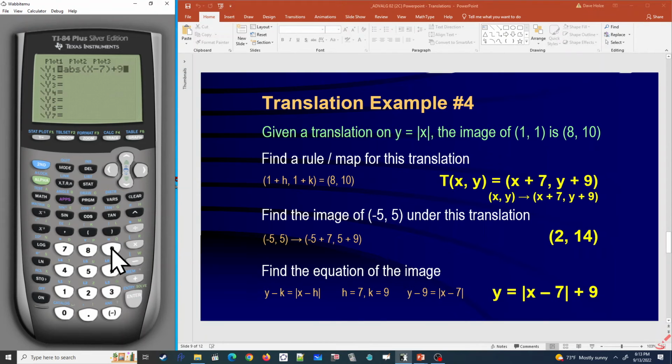I again am going to start by going zoom and do z decimal. I'm going to go from negative 4.7 to 4.7 or negative 6.6 to 6. And the graph is off, all right?